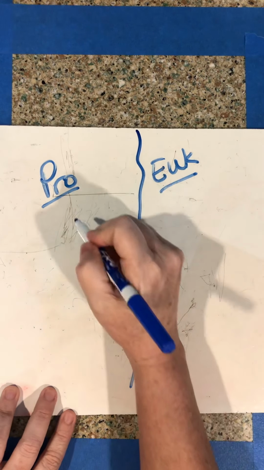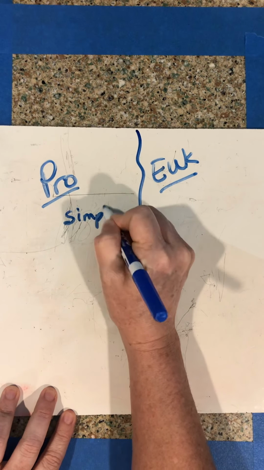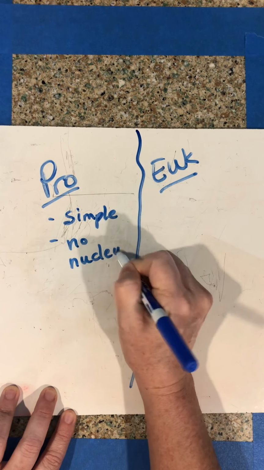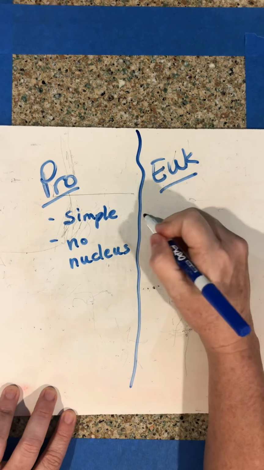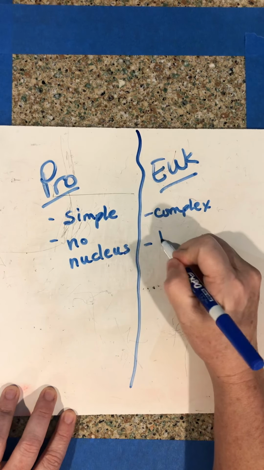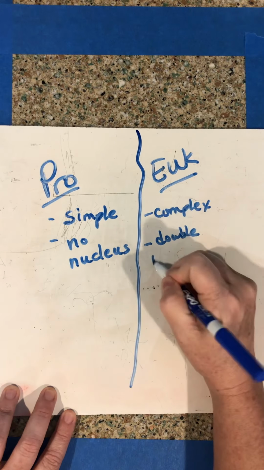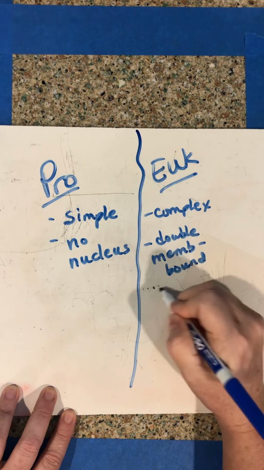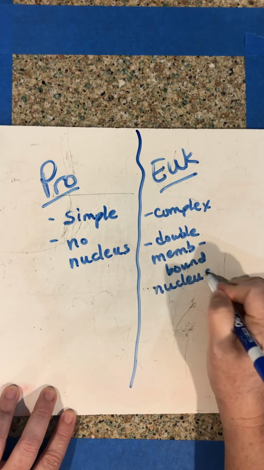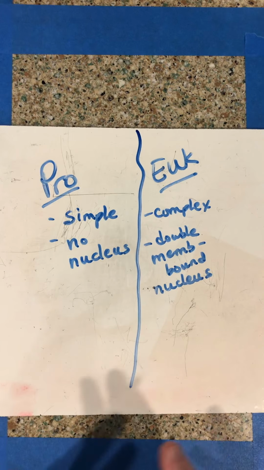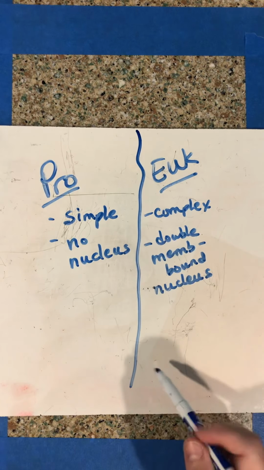Prokaryotic cells are very simple. They have no nucleus. Okay? Eukaryotic cells are complex. They have a double membrane-bound nucleus. Okay, so they have all their DNA very protected inside that double membrane.